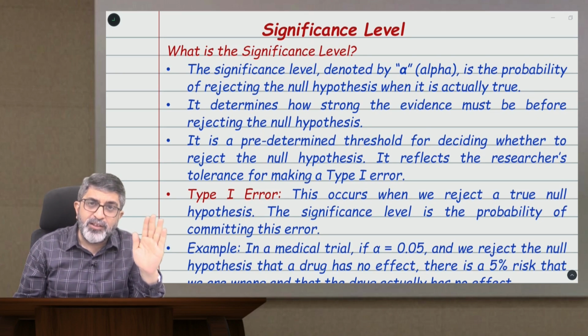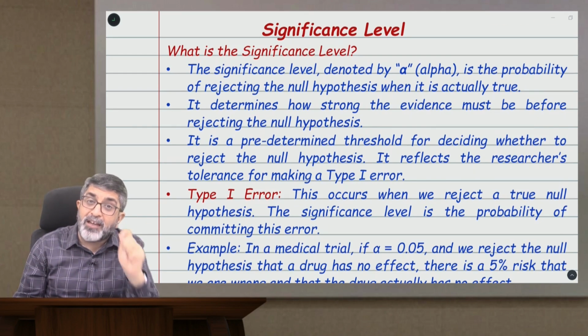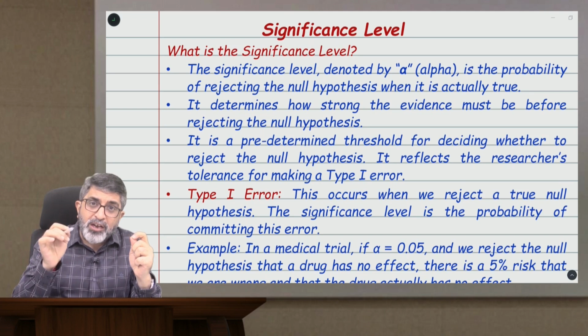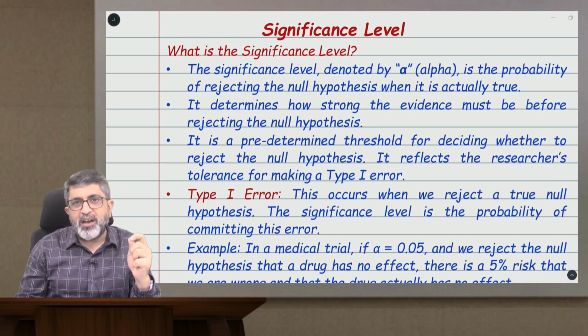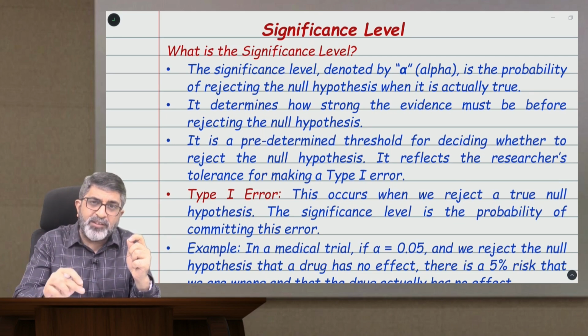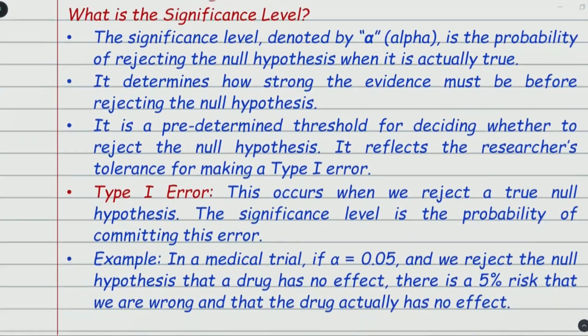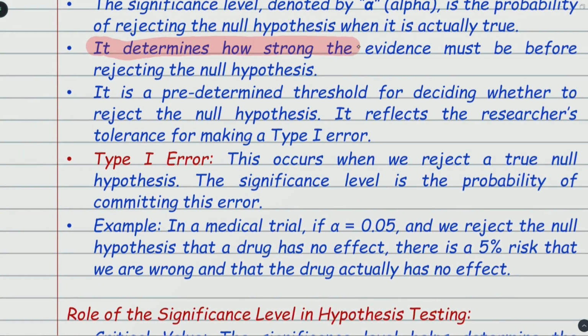There is no assurance. That means there is a chance of error still. So, it is a probability that your conclusion may go wrong and you are going to reject the null hypothesis where actually it is going to be true. Let us read further. It determines how strong the evidence must be before rejecting the null hypothesis. It is a predetermined threshold for deciding whether to reject the null hypothesis. It reflects researchers' tolerance for making a type 1 error.